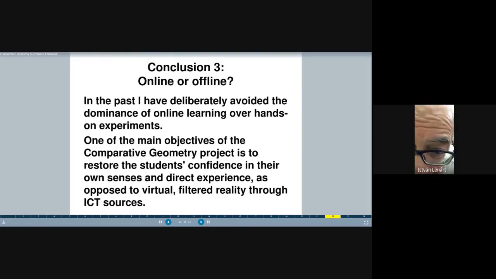Well, online or offline. In the past, I was very much against online, because I wanted them to make experiments, and I thought that playing on the internet, they do it in all other parts of their life, and I wanted them to make experiments.